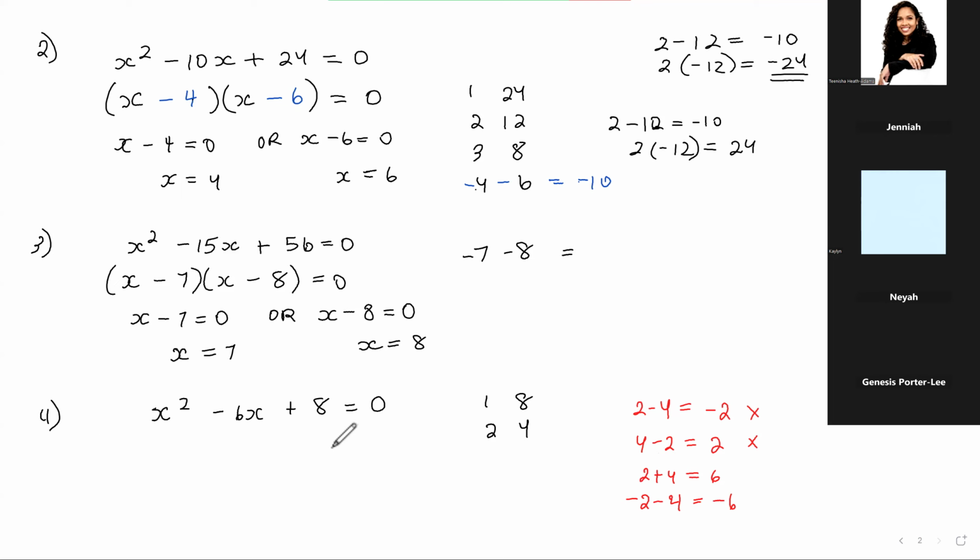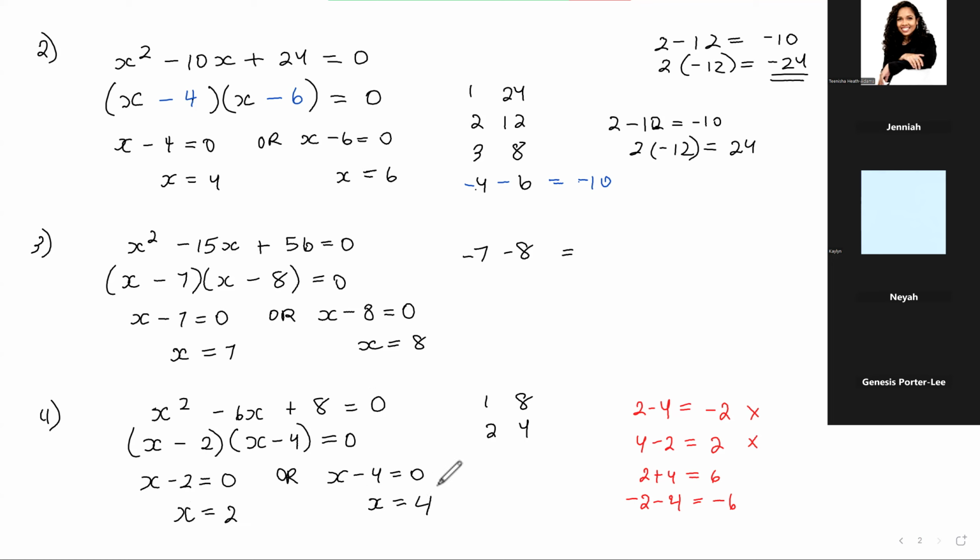So tell me what I would write as the factors. How would I list it out? X minus 2 and x minus 4. That's right. And all of that is equal to 0. So solve it for me. X minus 2 is equal to 0, and X minus 4 is equal to 0. Beautiful. So then X would be 2, that's right, and 4. Perfect. Do you understand, love?